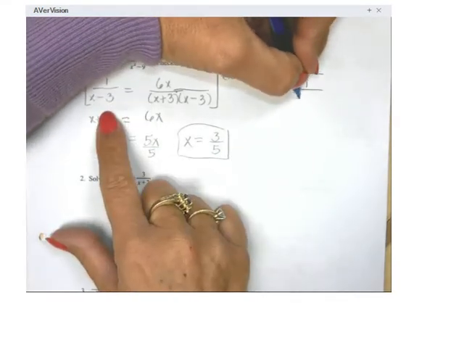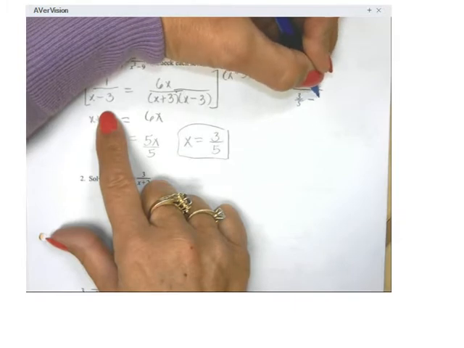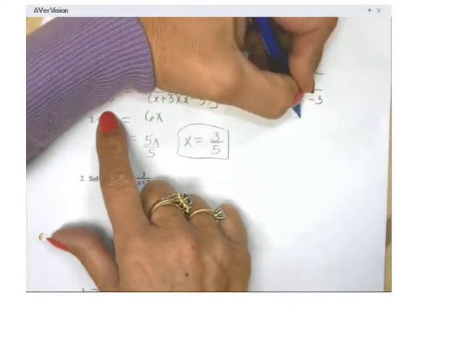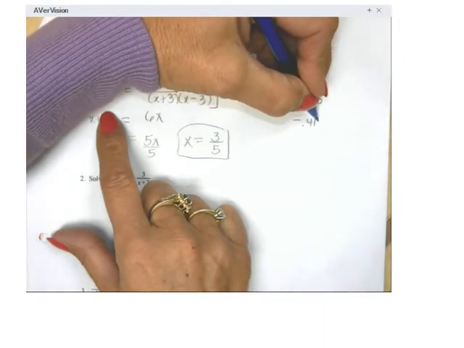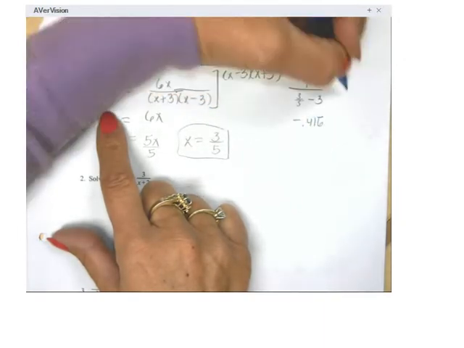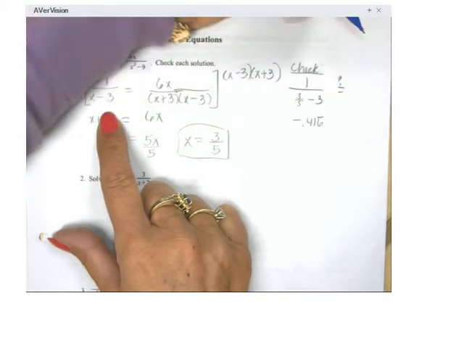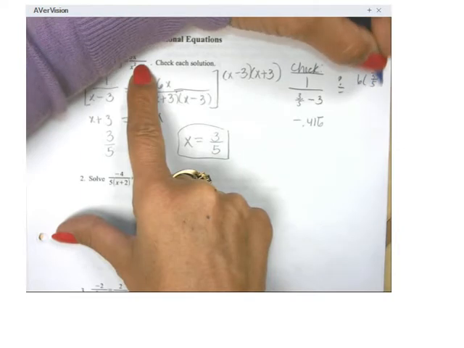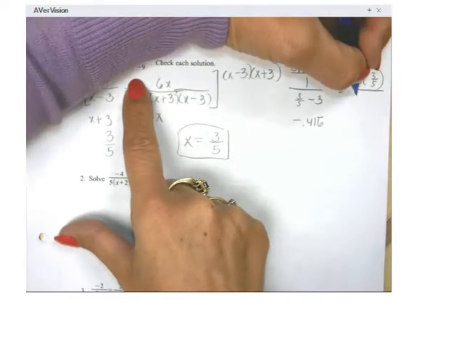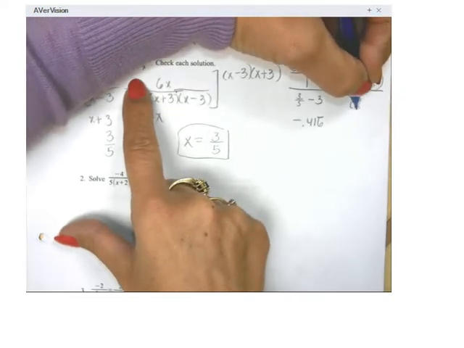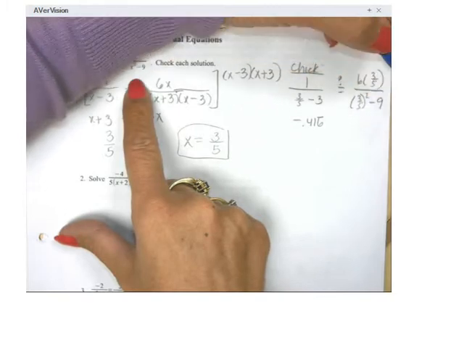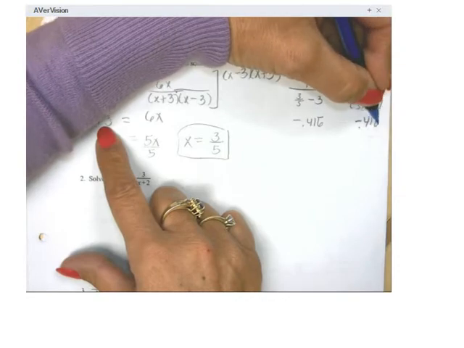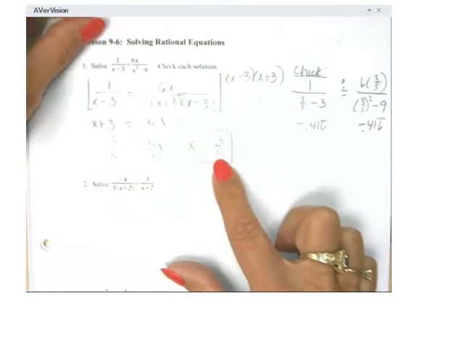If I take 1 divided by 3/5, which you could even put in a calculator as 0.6, and when I do that, I get negative 0.141 with the 6 repeating. And my question is, does it make the other side to be the same thing? If I take 6 times 3/5, which again is 0.6, and divide it by 3/5 squared minus 9, double check, and it actually does give me exactly the same decimal.